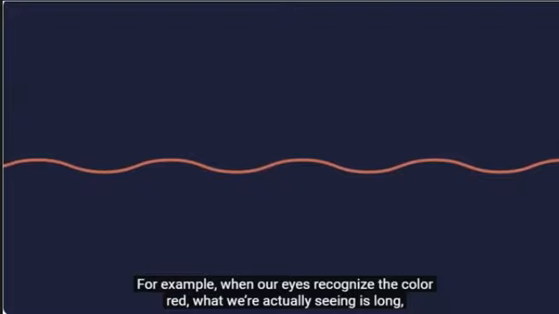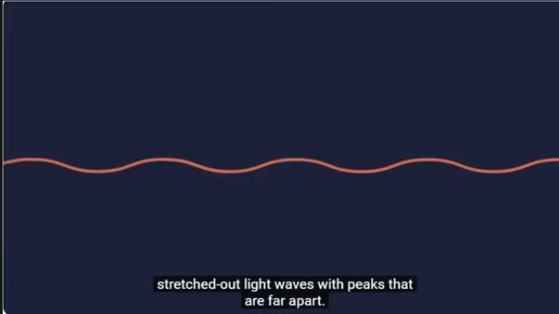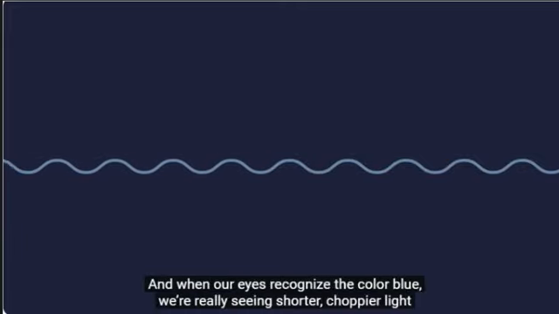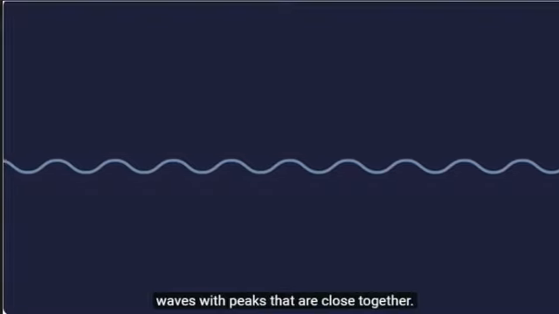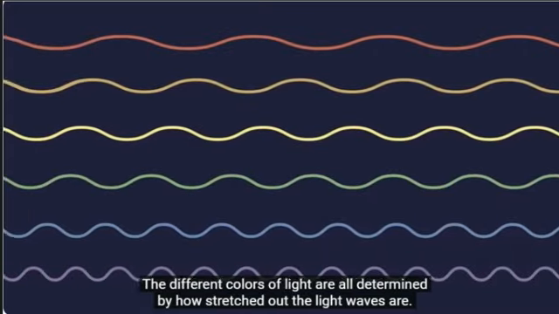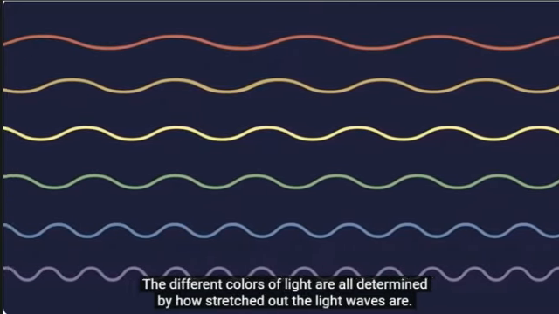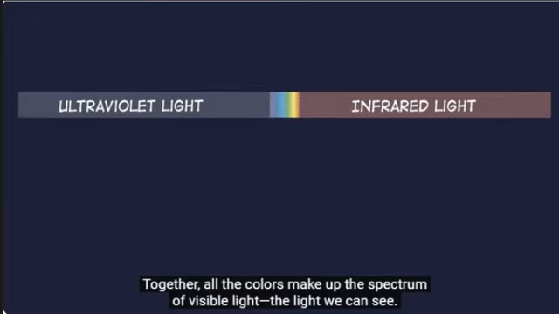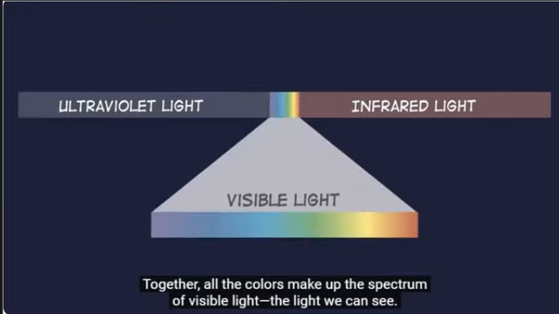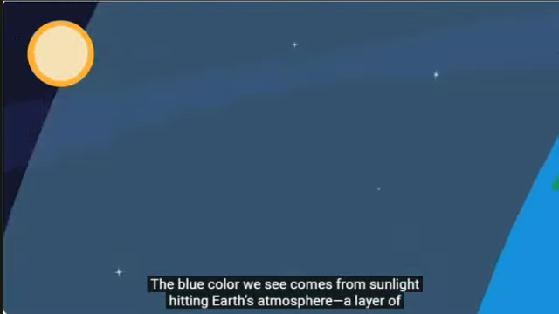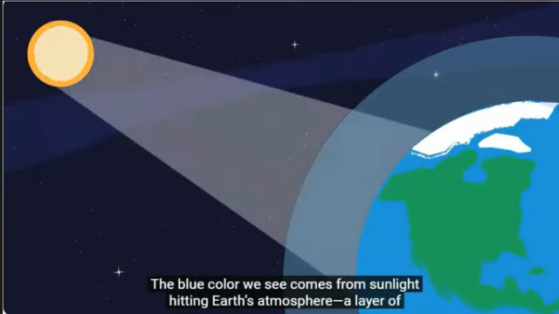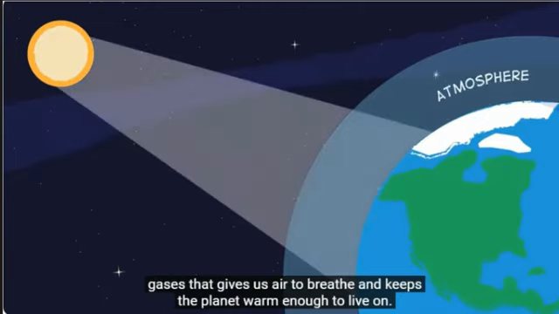For example, when our eyes recognize the color red, what we're actually seeing is long, stretched out light waves with peaks that are far apart. And when our eyes recognize the color blue, we're really seeing shorter, choppier light waves with peaks that are close together. The different colors of light are all determined by how stretched out the light waves are. Together, all the colors make up the spectrum of visible light, the light we can see. So why do we only see blue light when we look up into the sky on a sunny day? That blue color we see comes from sunlight hitting Earth's atmosphere, a layer of gases that gives us air to breathe and keeps the planet warm enough to live on.